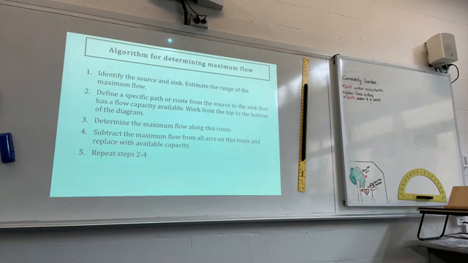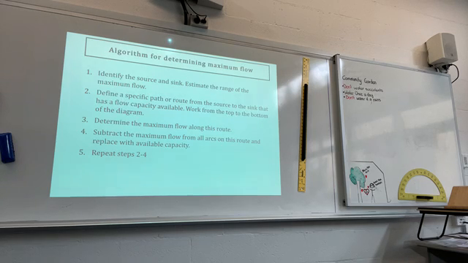Alright, so the algorithm for determining the maximum flow. I didn't print this for you because it's really not worth it. You just have to follow me step by step in a few minutes, alright? Identify the source and the sink, that's definite. Estimate the range of maximum flow. Occasionally I skip that step. I definitely identify the source and the sink.